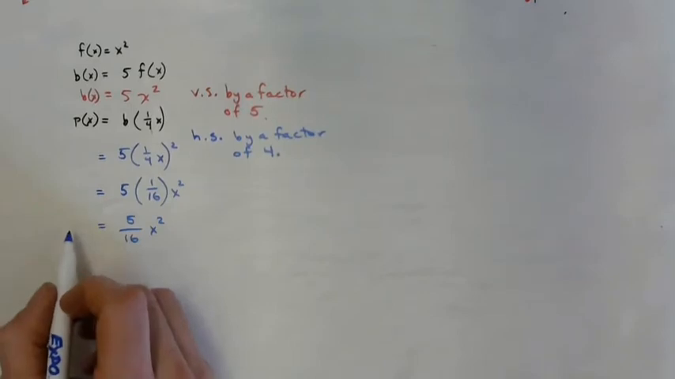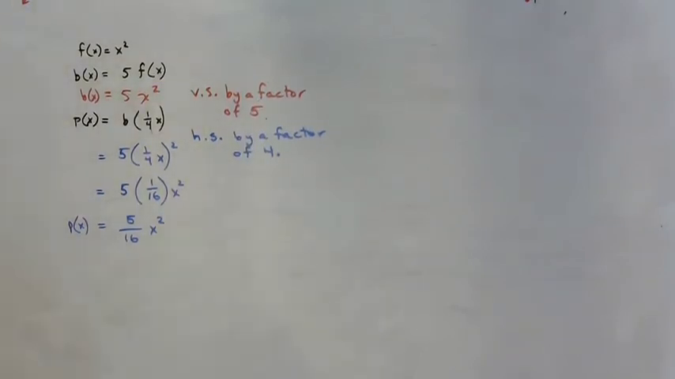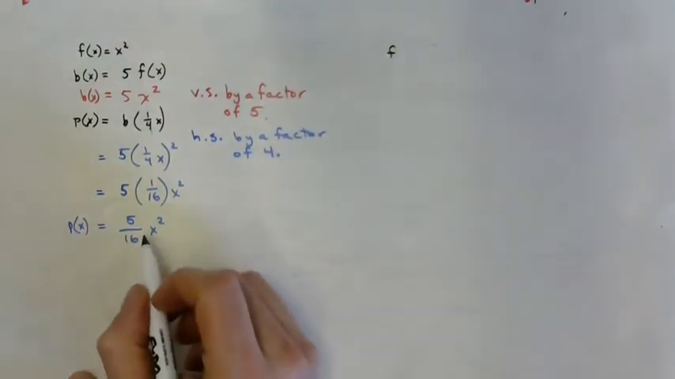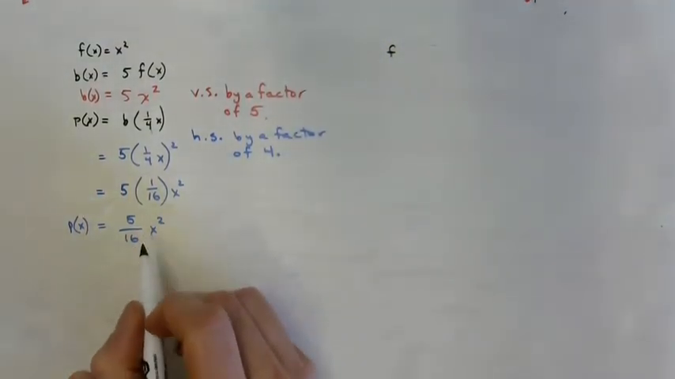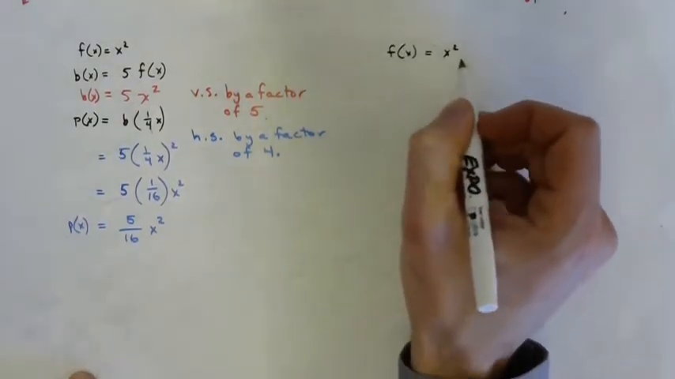Okay, this is our new function p of x after applying a vertical stretch, then a horizontal stretch. There's no brackets between 5/16 and x squared, because the default operation in algebra is multiplication. Okay, same thing on the right hand side.